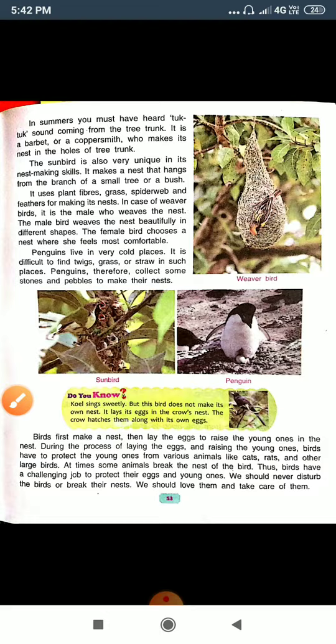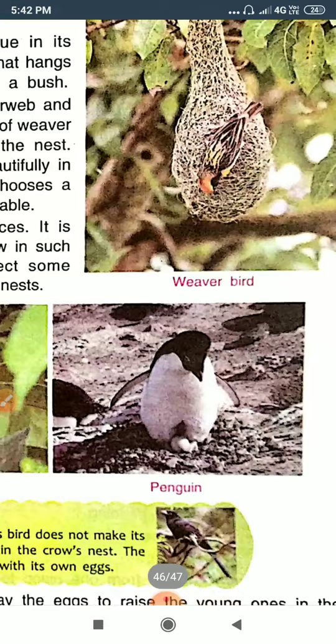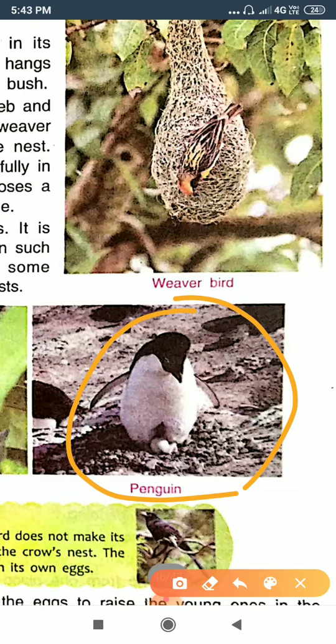Now move to the penguin. See this, this is the diagram of the nest. This penguin is on her nest, and that nest is made up of what? Pebbles and stones, because no grass, twigs or straws are there. That's why they use what? Pebbles and stones to make the nest.